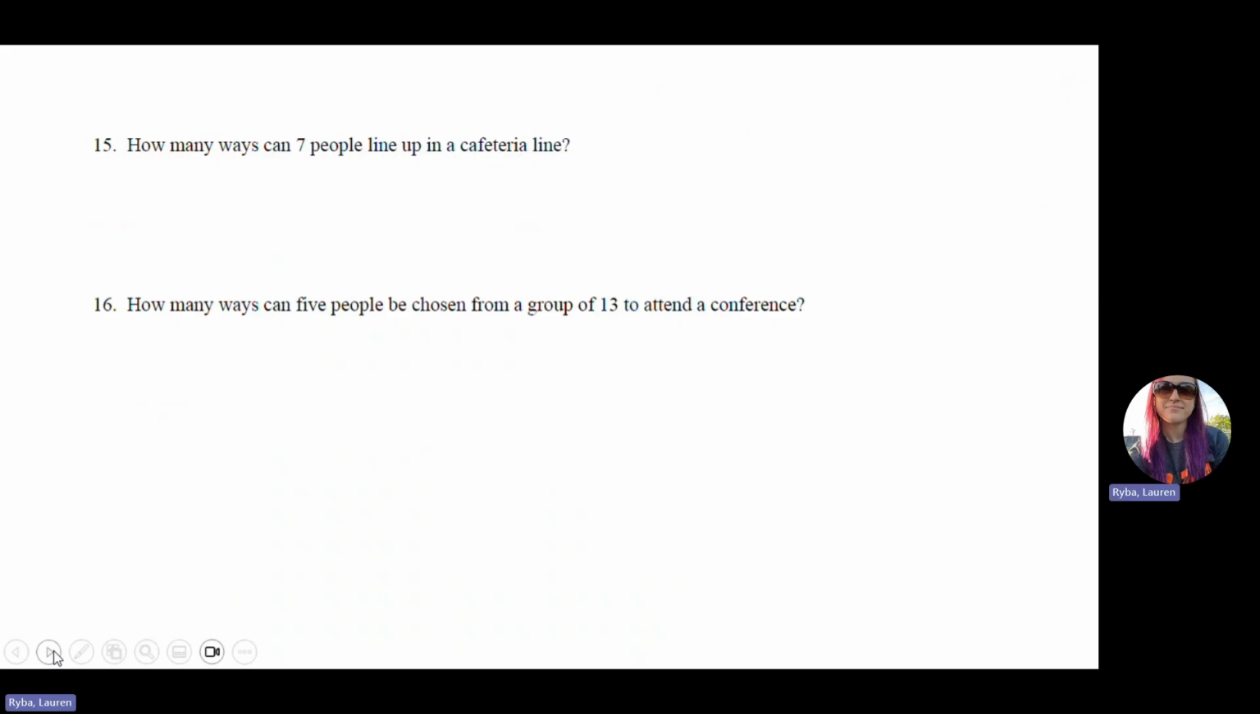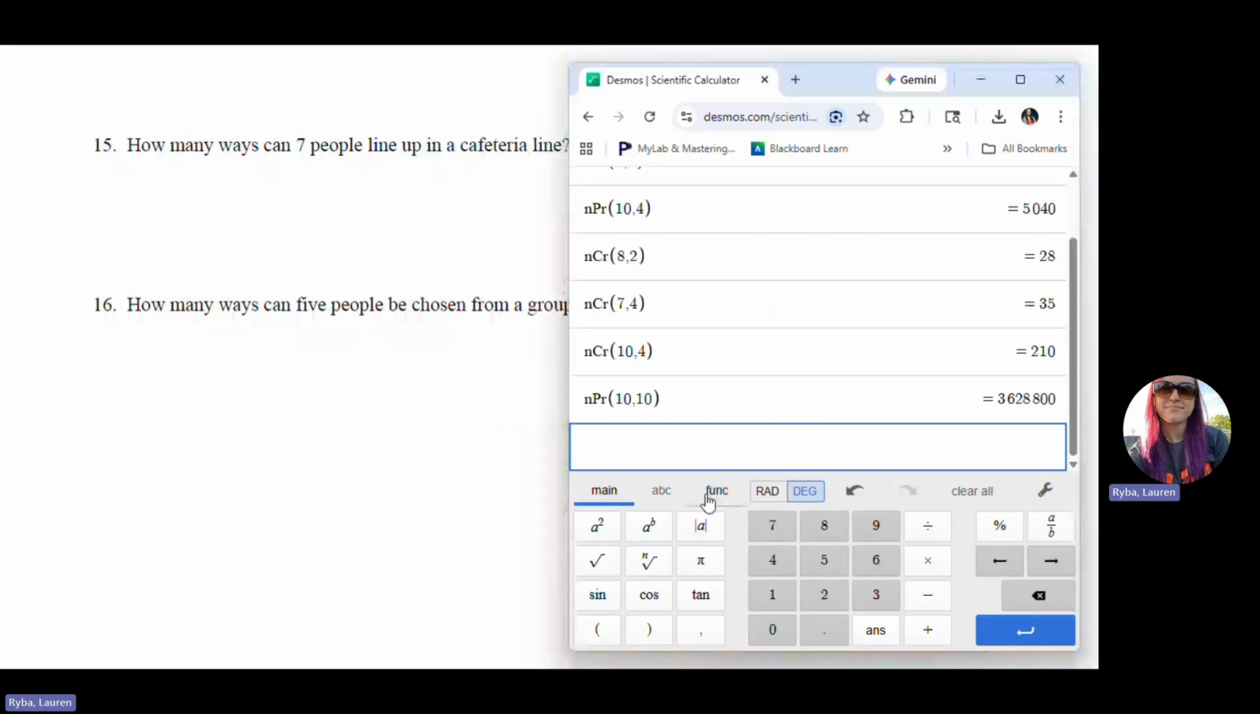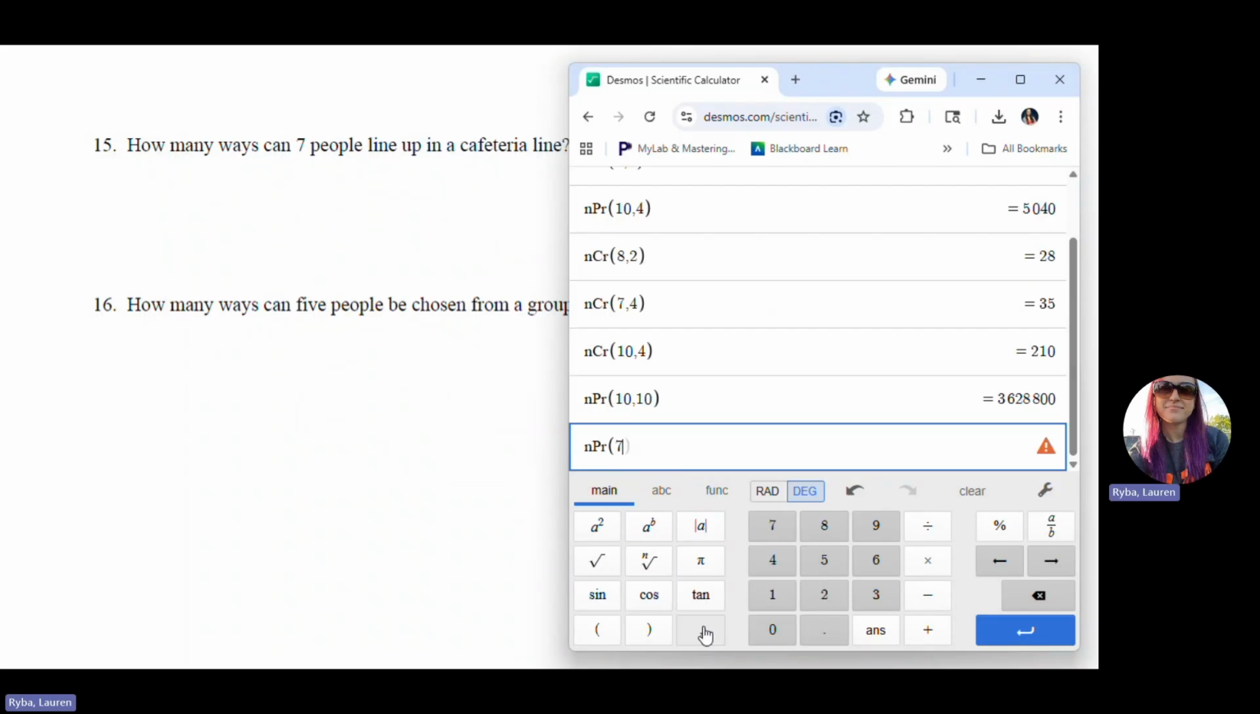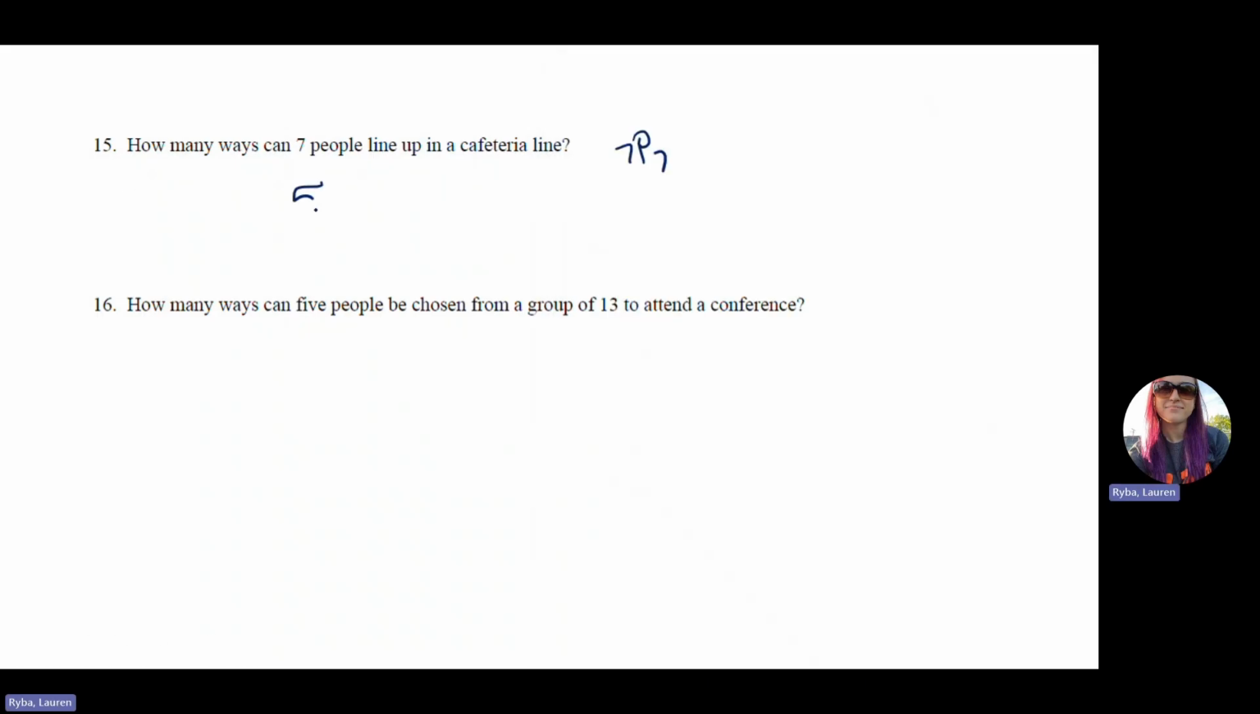Next one, how many ways can 7 people line up in the cafeteria line? Okay, no different than the one we just did, except that instead of taking 10 people, we are taking 7. So I would open my Desmos again. I can find it. There we go. And nope, wrong one. nPr 7, 7, 5,040.